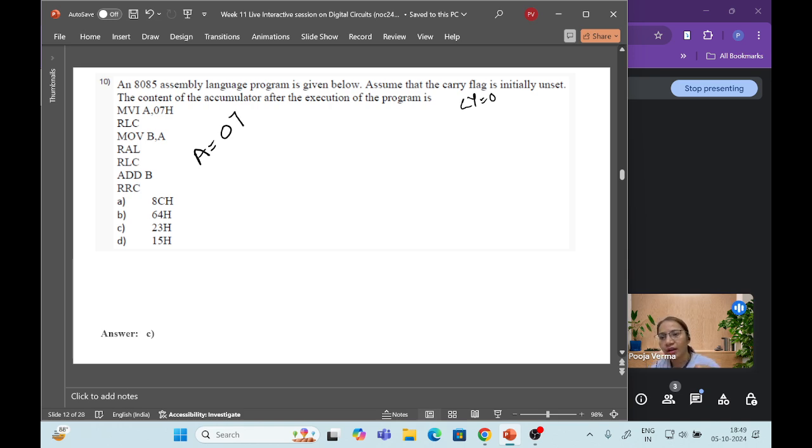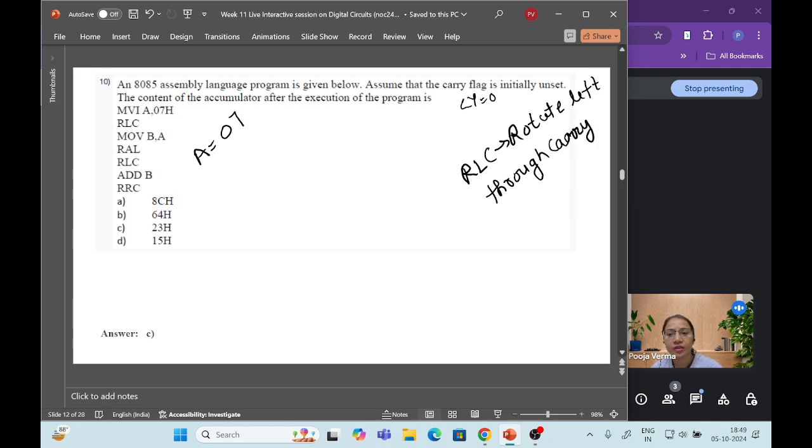Now RLC. RLC stands for rotate left to carry.